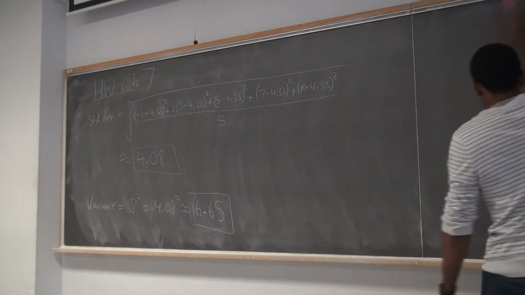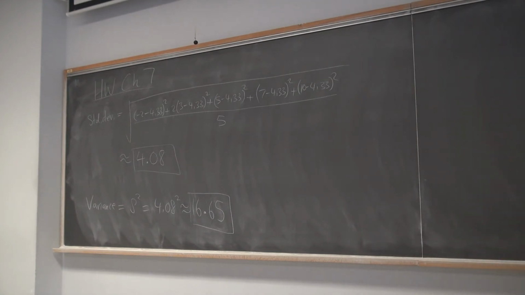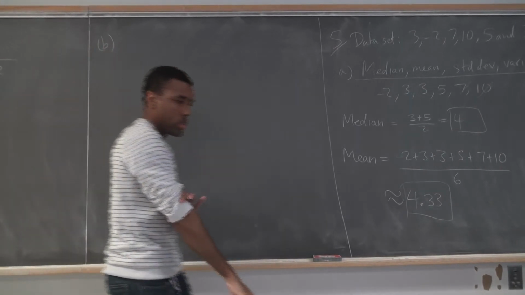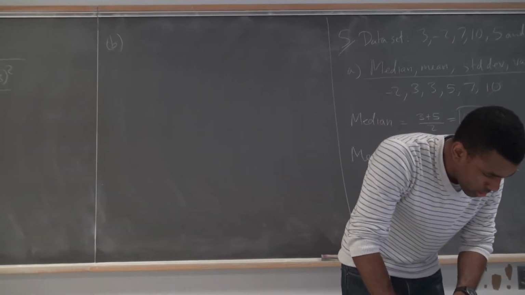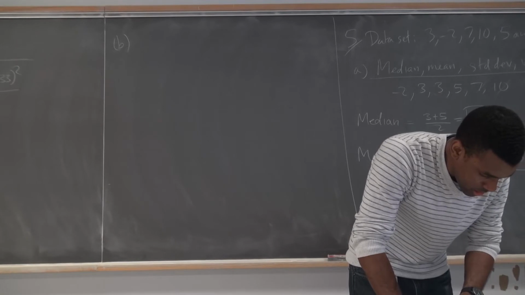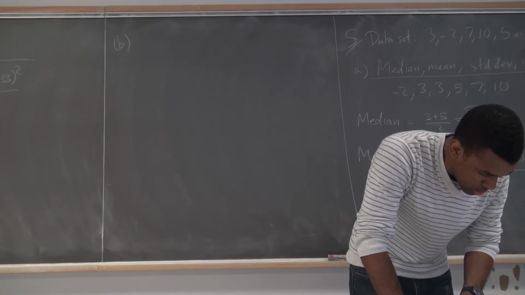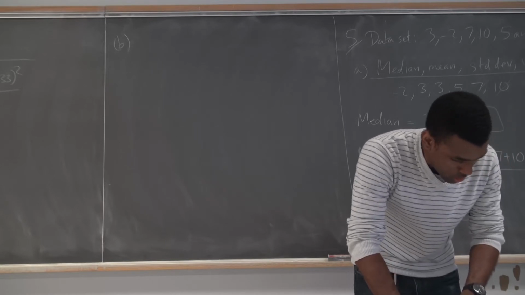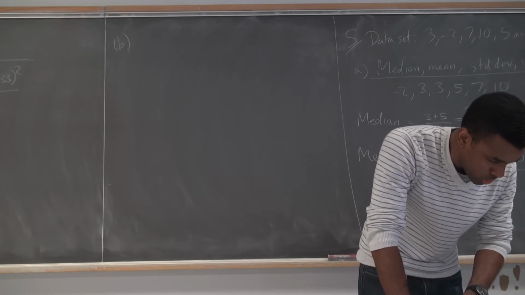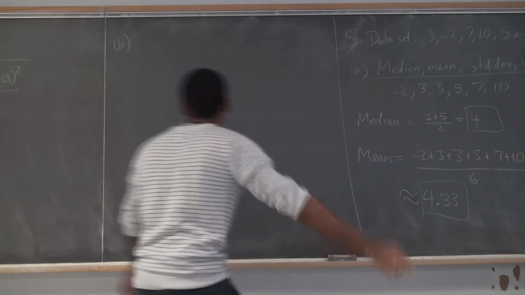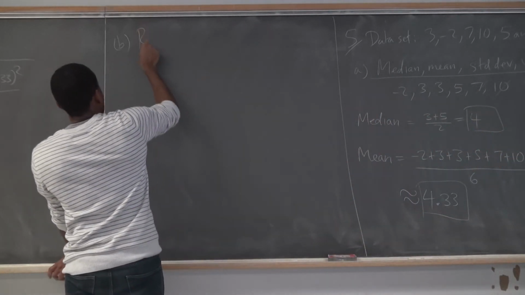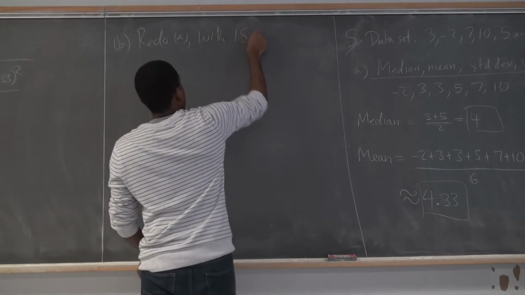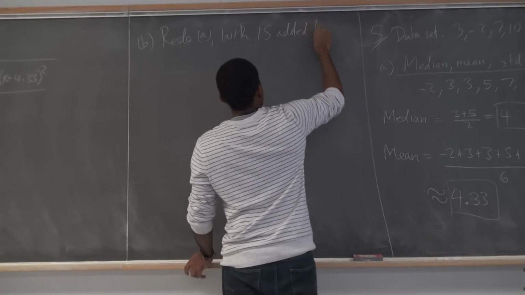Now, they ask you in part B, suppose 15 is added to each of the data values. What are the new values for the median, the mean, the standard deviation, and the variance? And you can do this without repeating all the details of the calculation. So they expect you to see a shortcut here to get to the answer. So redo A with 15 added to each value.